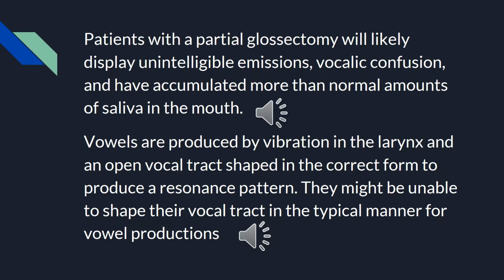Patients who have undergone a partial glossectomy will likely display unintelligible emissions, meaning they are not easily understood, vocalic confusion, typically resulting in the incorrect use of a vowel, and have accumulated more than typical amounts of saliva in their mouth. Vowel production occurs by vibrations in the larynx and an open vocal tract that is shaped in the correct form to produce a resonance pattern. Patients who have undergone a glossectomy may not be able to shape their vocal tract in the typical manner for vowel productions due to the new structure of their tongue.